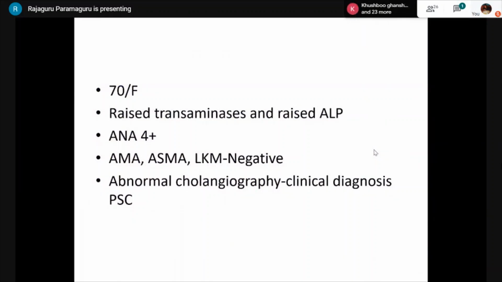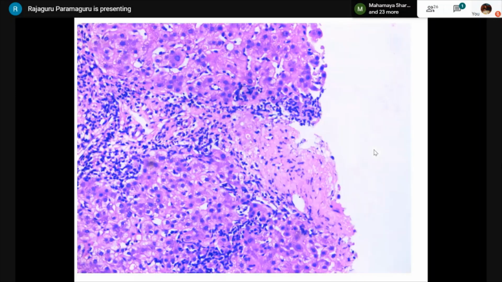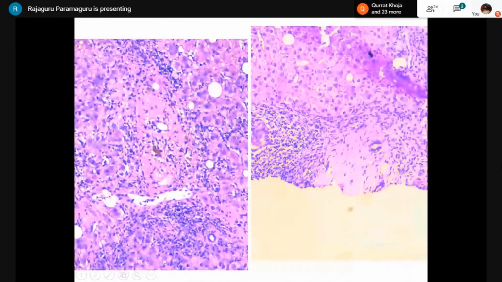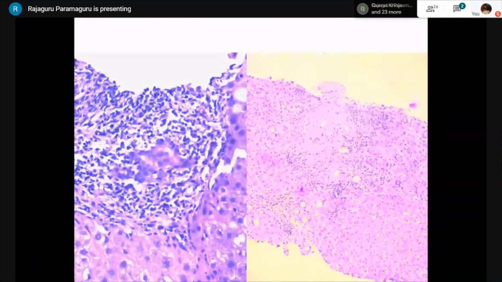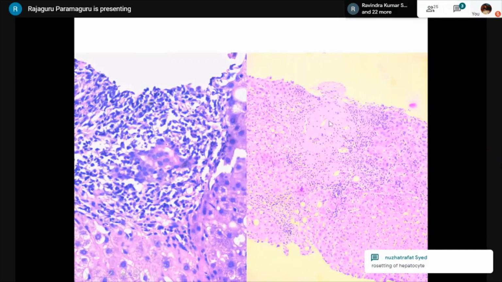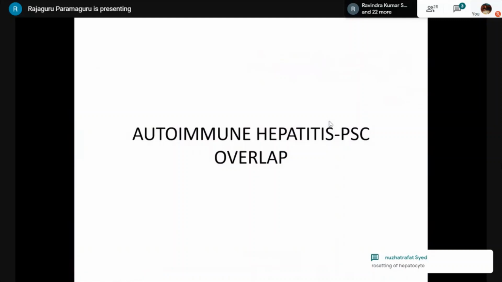There is an abnormal cholangiography with a clinical diagnosis of PSC, primary sclerosing cholangitis. And you're definitely, as Dr. Nusrat said, seeing a lot of inflammation which is spreading into the lobules with interface hepatitis. And Dr. Anuradha says overlap PSC-AIH. Exactly. So this is an overlap. Here again, you're seeing there's a lot of destruction of this bile duct, and there's a portal area which is showing complete sclerosis. There is no bile duct at all. So this is an AIH-PSC overlap.